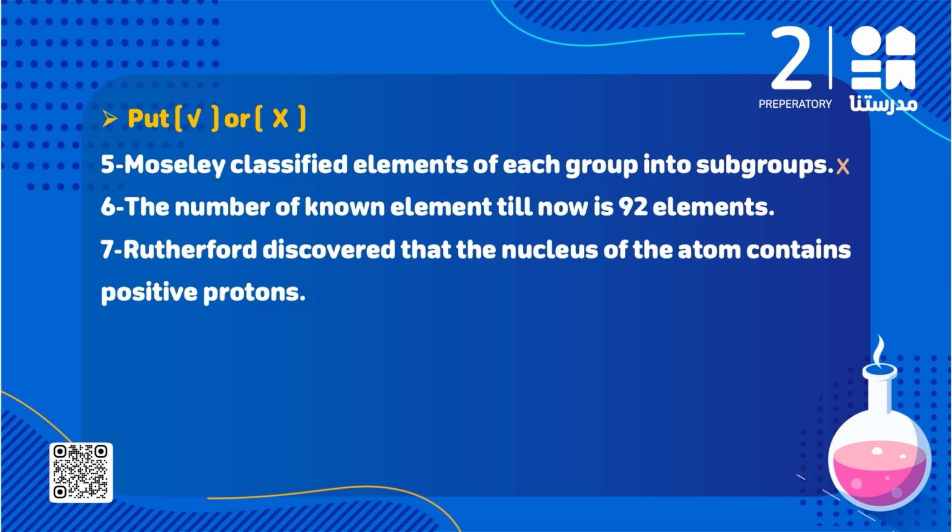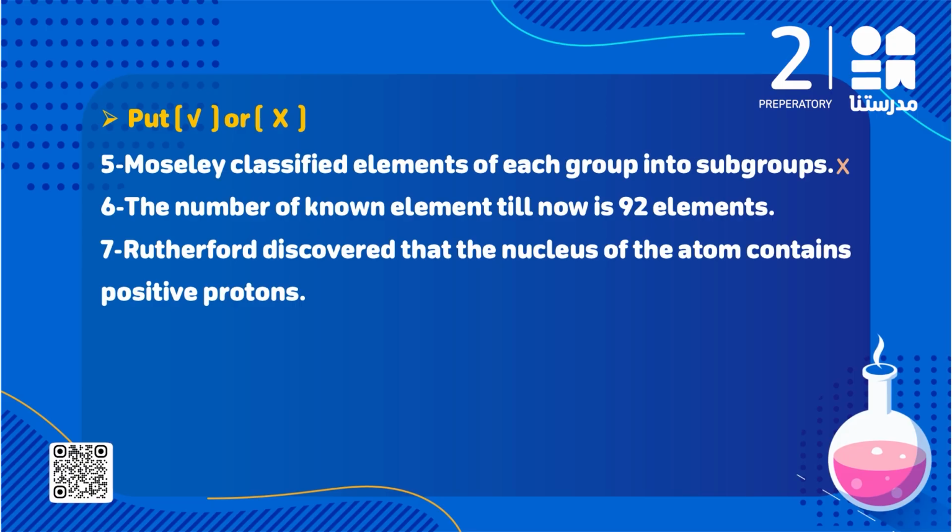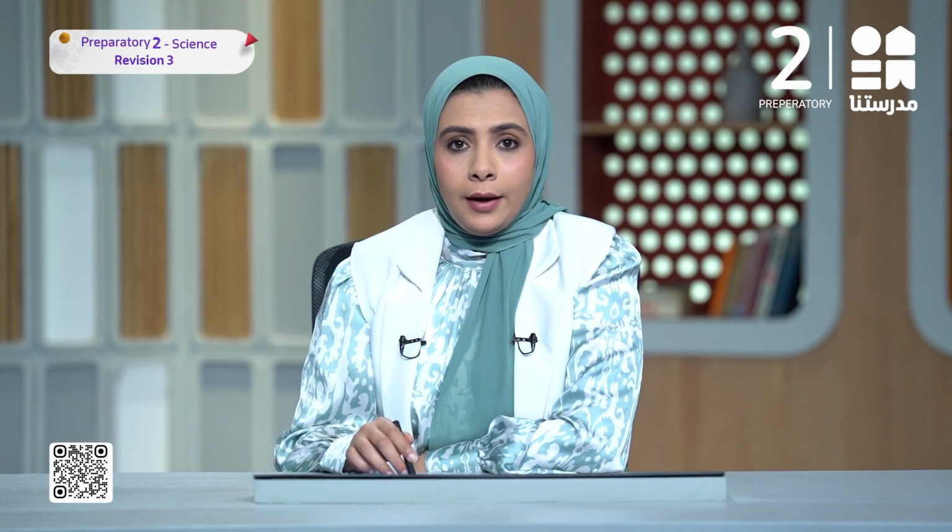Mendeleev classified the elements of each group into 2 subgroups. The number of known elements till now is 92 elements. Of course, this is wrong. We have 118 elements. But 92 represents the number of elements that are found in nature.